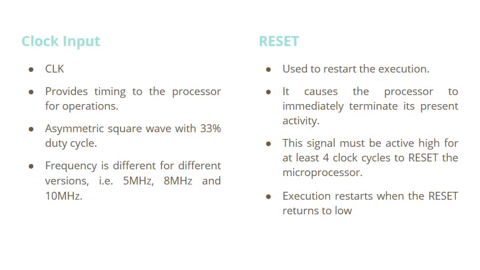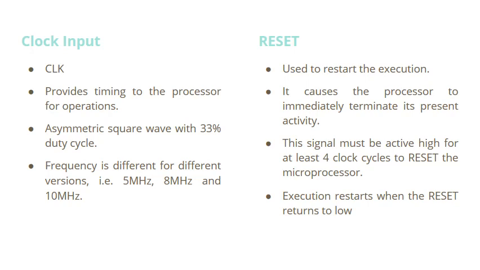The clock input signal, which is denoted by CLK. The clock input signal provides timing to the processor for synchronizing various operations. This clock input signal is an asymmetric square wave with a duty cycle of 33%. The frequency of the clock input signal is different for the various versions of the 8086 microprocessor, that is from 5 MHz to 8 MHz to 10 MHz.